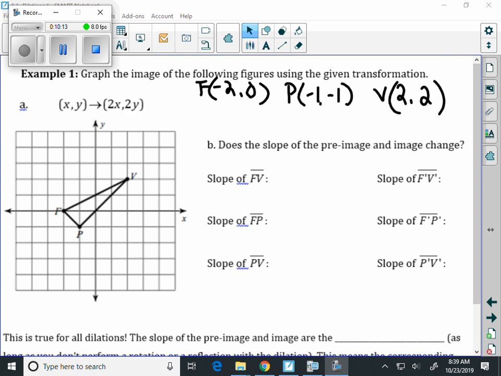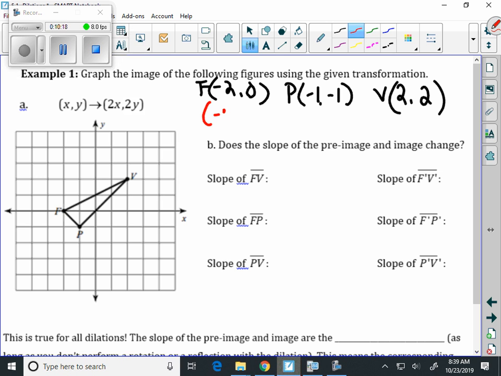What we multiply here: negative 2, 0 becomes negative 4, 0. Negative 2 times 2, 0 times 2 is 0. Negative 1 times 2 is negative 2. Negative 1 times 2 is negative 2. 2 times 2 is 4. 2 times 2 is 4.